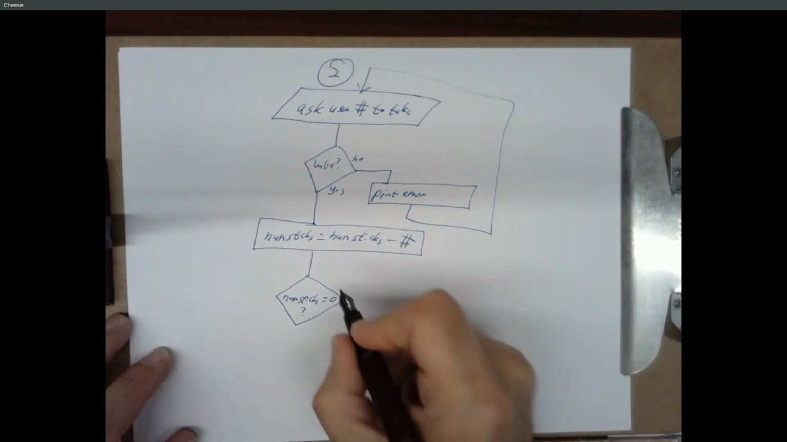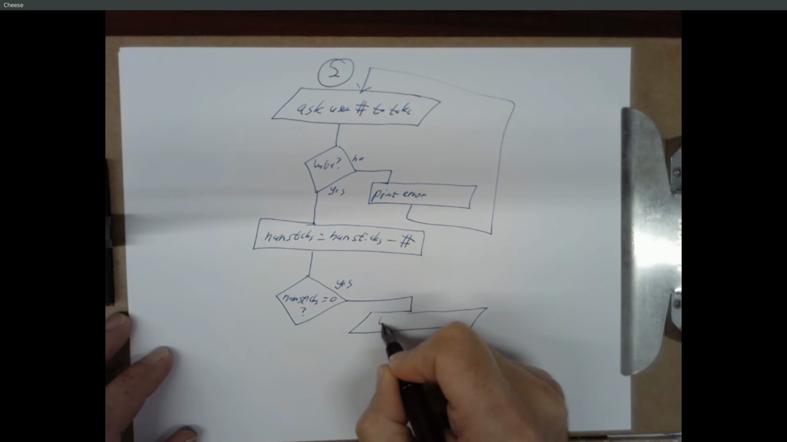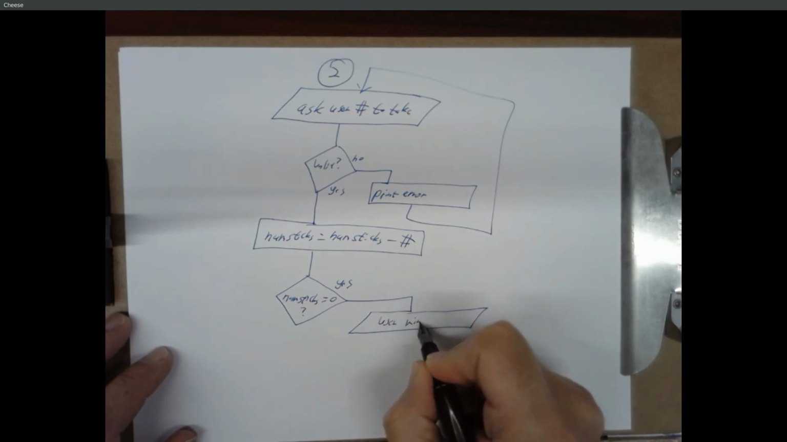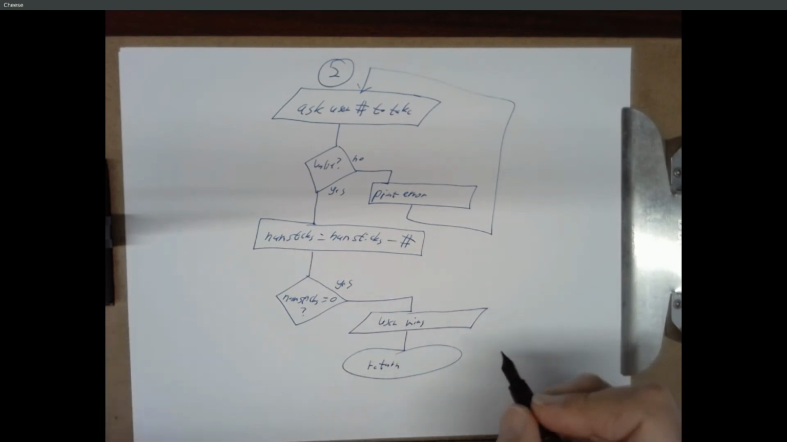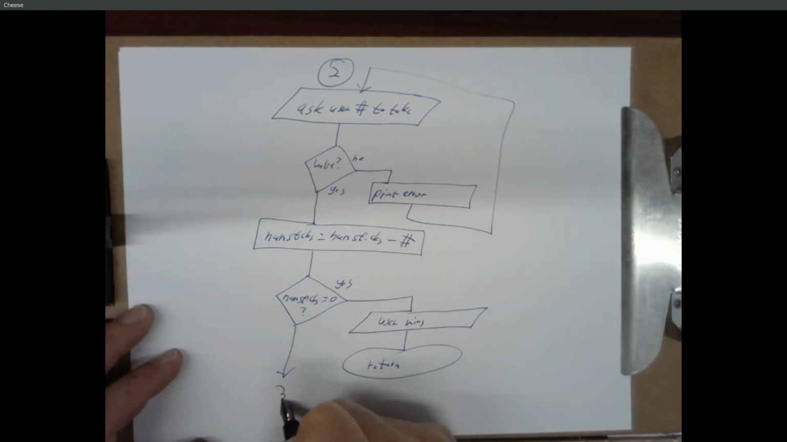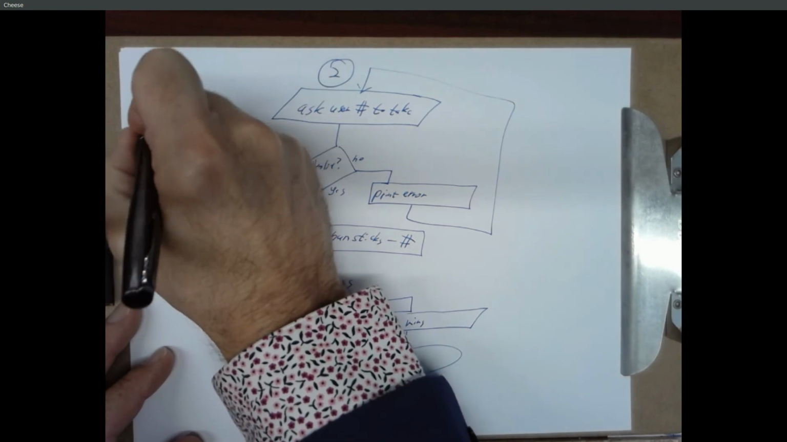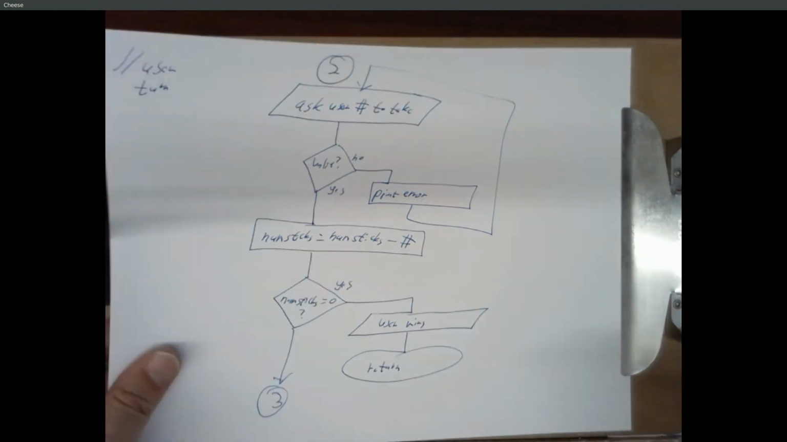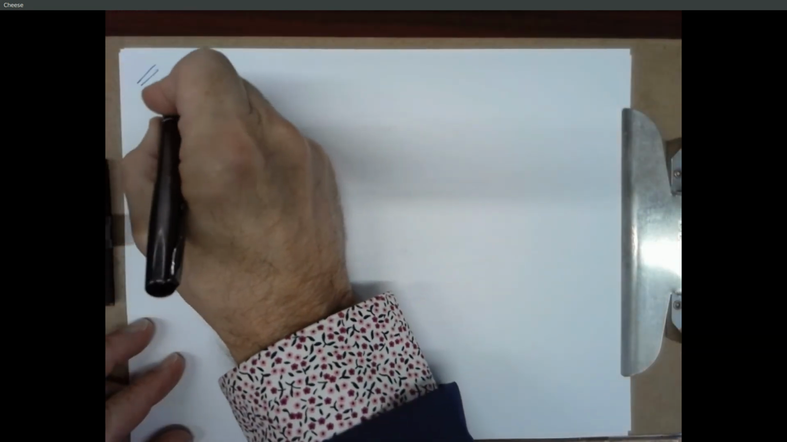Is the number of sticks equal to 0? Yes. User wins. And return. If the number of sticks is not 0, go down to the CPU turn. So this is the user turn. This is the CPU turn.